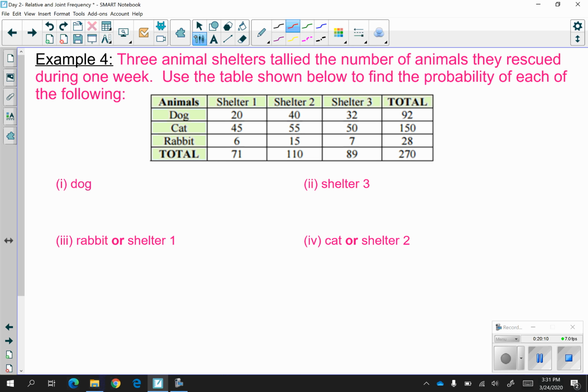The probability that they rescued a dog is going to be 92 out of 270. The probability that we're talking about shelter 3 is 89 over 270. The probability of a rabbit or shelter 1. So that's when you're going to do the probability of both separately minus the probability of their overlap. So rabbits and shelter 1.